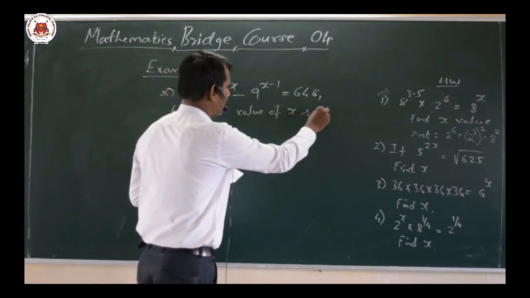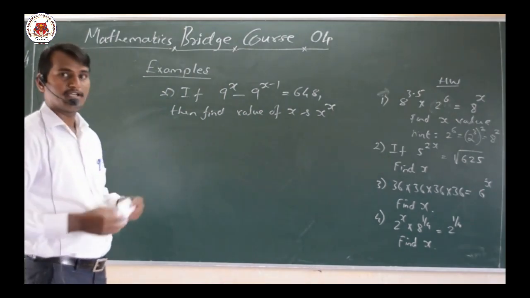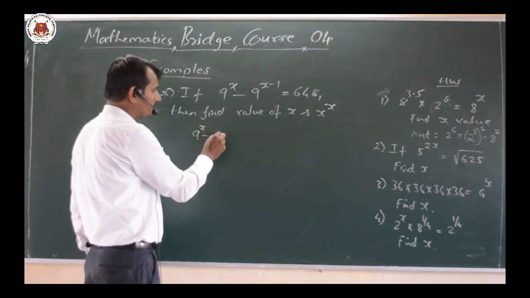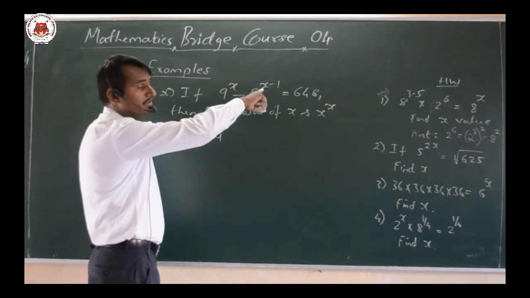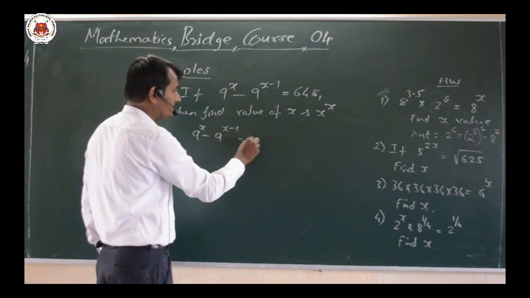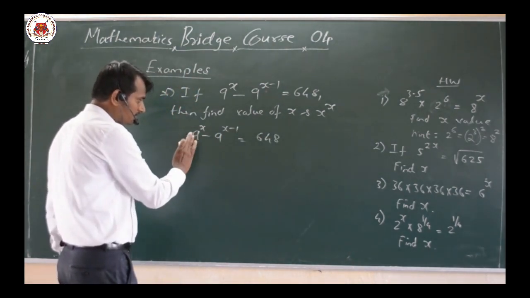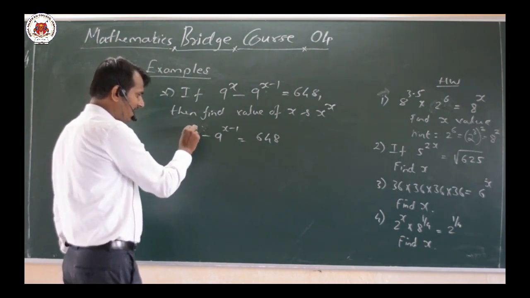and x to the power of x. Look here, we have 9 to the power of x minus 9 to the power of x minus 1, which is equal to 648. So now, for this 9 to the power of x, I will add and subtract 1 here.